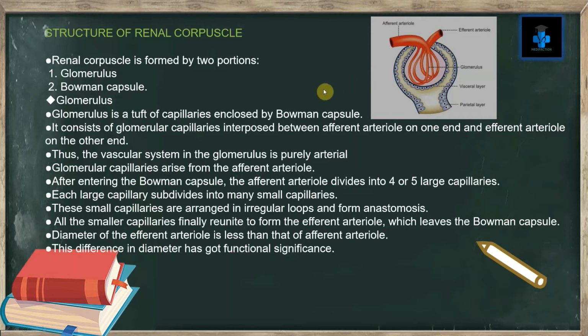Glomerulus is a tuft of capillaries enclosed by Bowman capsule. It consists of glomerular capillaries interposed between afferent arteriole on one end and efferent arteriole on the other end. Thus, the vascular system in the glomerulus is purely arterial. Glomerular capillaries arise from the afferent arteriole. After entering the Bowman capsule, the afferent arteriole divides into 4 or 5 large capillaries. Each large capillary subdivides into many small capillaries. These small capillaries are arranged in irregular loops and form anastomosis. All the smaller capillaries finally reunite to form the efferent arteriole, which leaves the Bowman's capsule. The diameter of the efferent arteriole is less than that of the afferent arteriole. The difference in diameter has functional significance also.